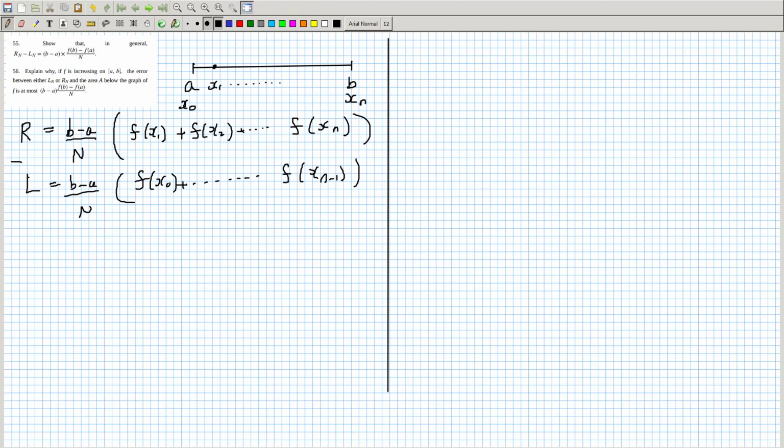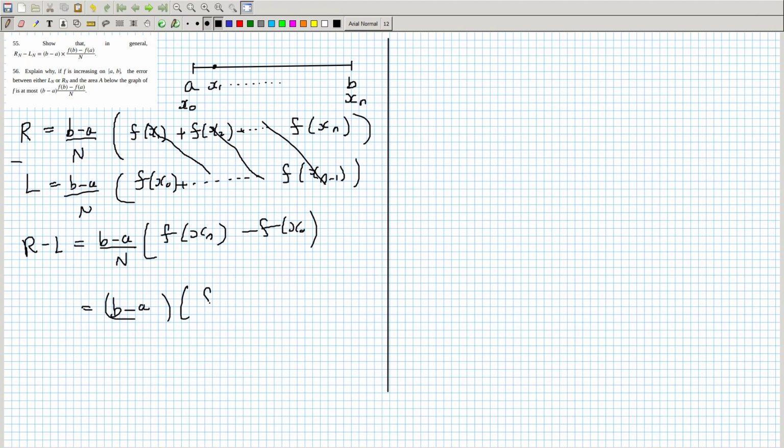So if you subtract this, b minus a over n, and x1 minus x1, so they cancel diagonally like this. So you're left with f(xn) minus f(x0), which of course is f(b) minus f(a), all over n. So that works.